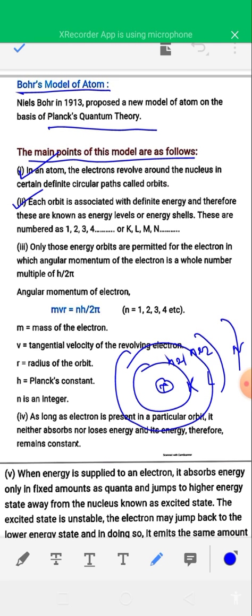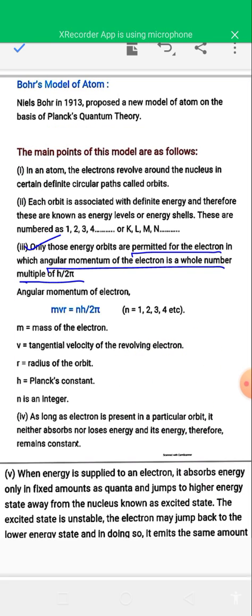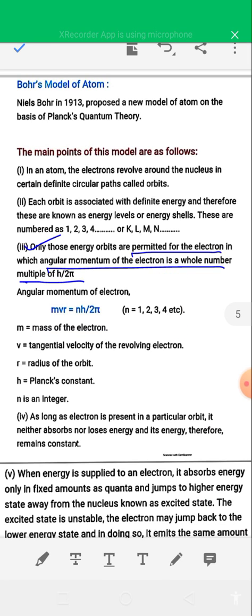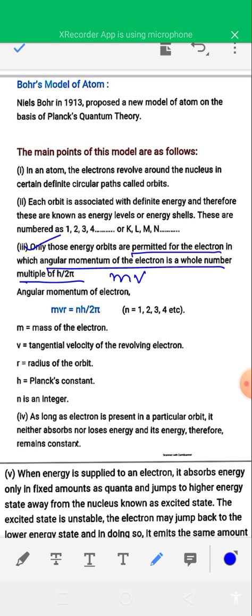Third point: only those energy orbits are permitted for the electron in which the angular momentum of the electron is a whole number multiple of h by 2 pi. That means only those circular orbits are permitted in which the electron can revolve, for which the angular momentum, mvr, where m is the mass of the electron, v is its velocity and r is the radius of the circular path, is equal to n h by 2 pi, where n is equal to 1, 2, 3, 4. This n is known as the principal quantum number.